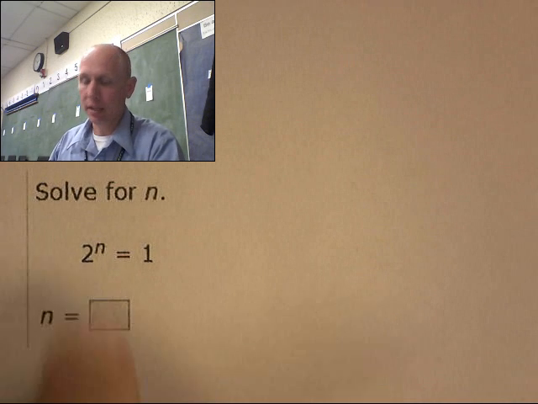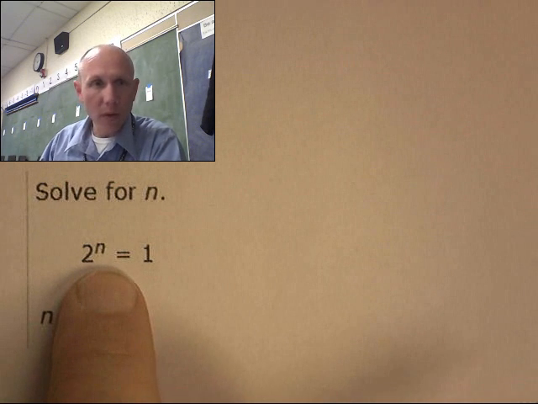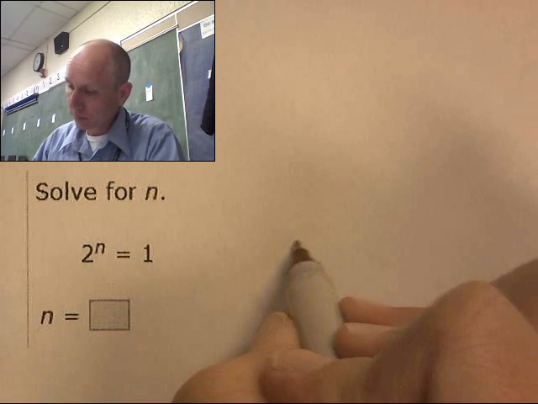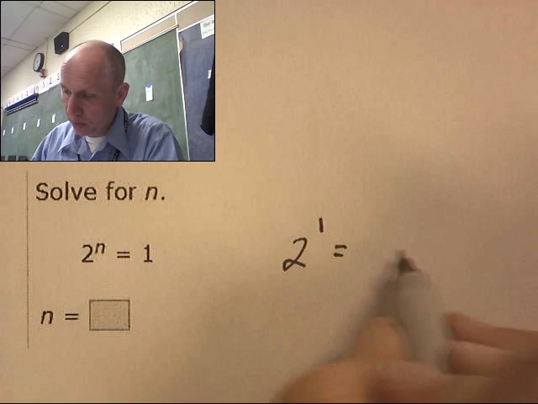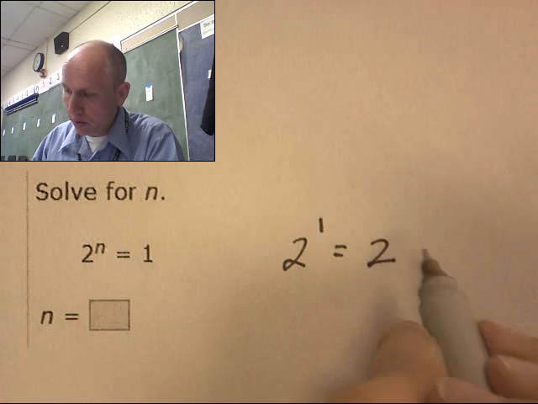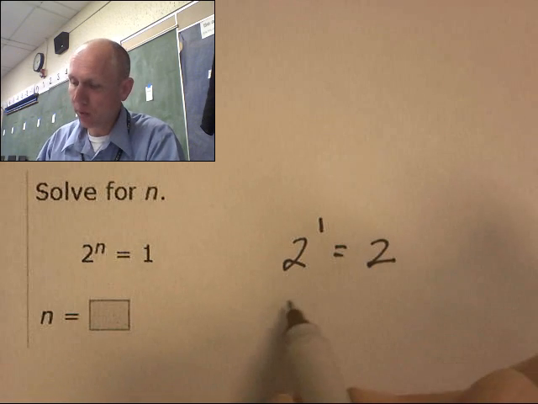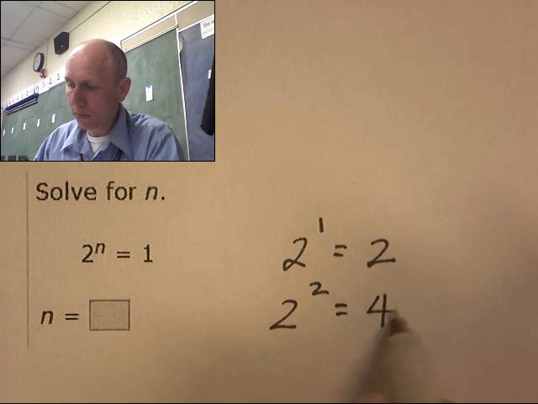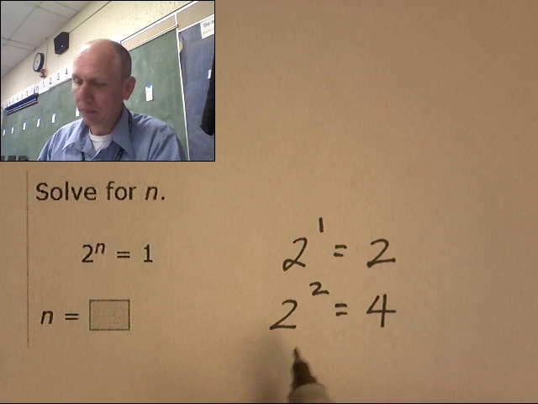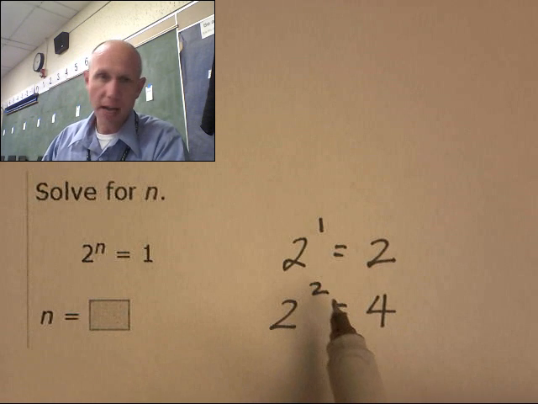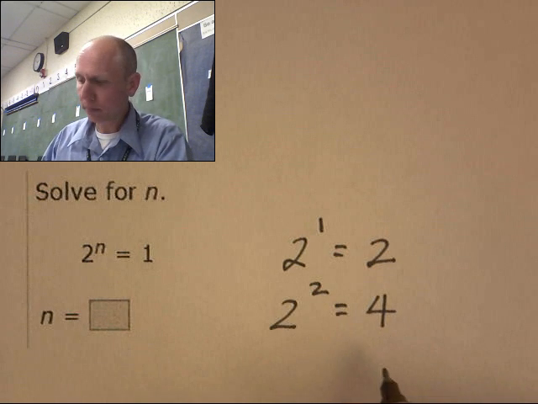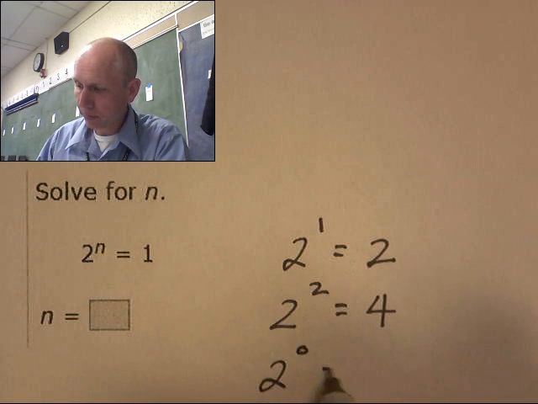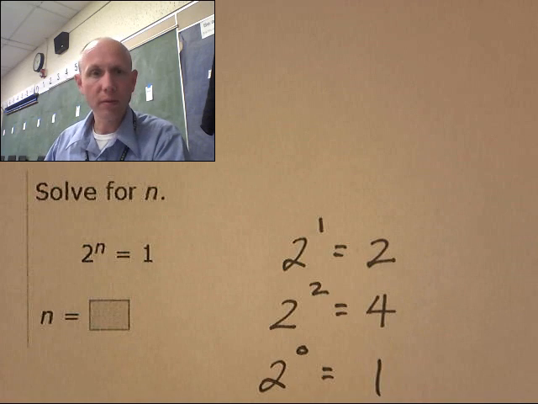Solve for n. What number would n have to be to make this equation work? Well, is it 2 to the first? 2 to the first is 2. No, it's not a 1. What's 2 to the second? Well, it's 4. How can I take a 2 and raise it to a power and turn it into a 1? How about 2 to the 0 equals 1? There it is.